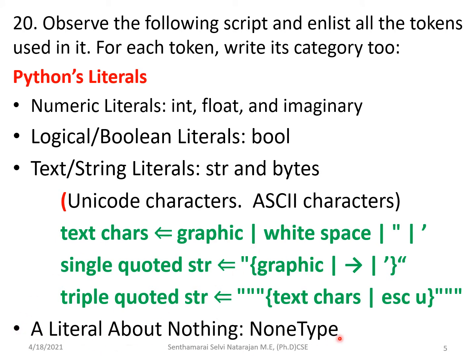Moving to the next category of literal, it is the none type. The none type is the literal where, when a function defined in your program doesn't return a value, but you have to write the function, then it returns this value None. That type of literal is called the none type literal.